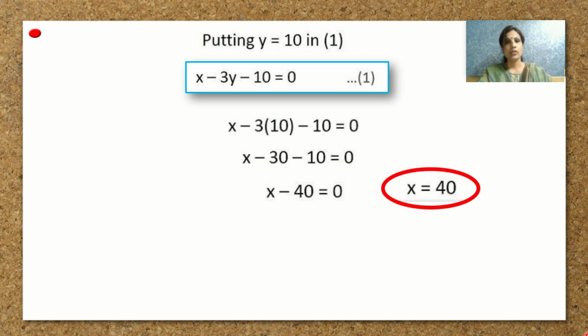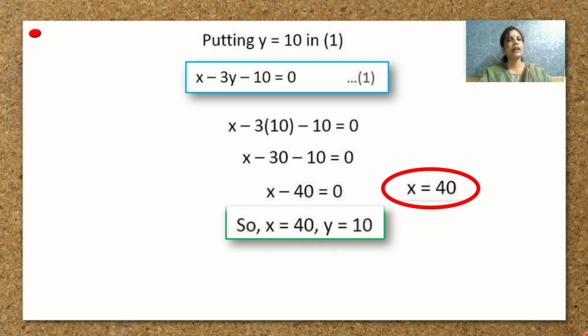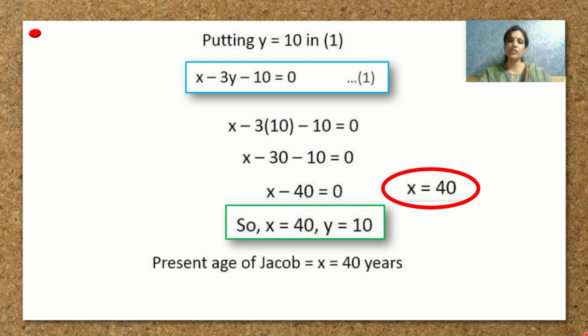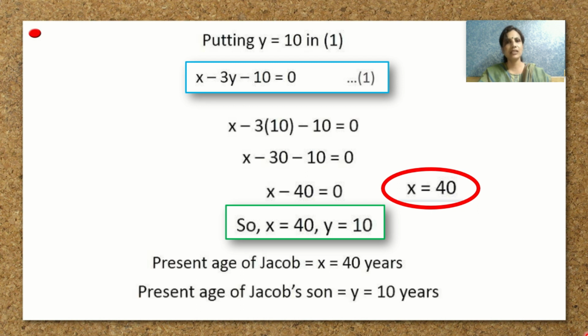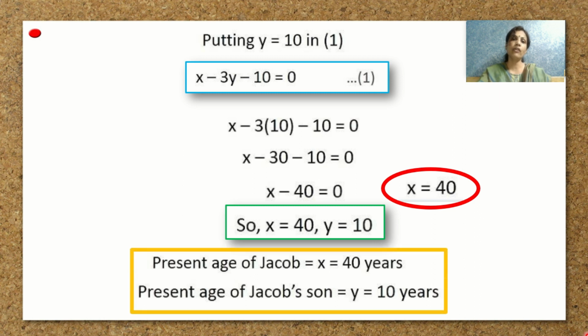So we got both the values now. X is equal to 40 and y is equal to 10, and therefore we can say present age of Jacob is 40 years and present age of his son is 10 years. So this is how we have calculated the values. Please do not forget the meaning of hence. Hence means after or later.